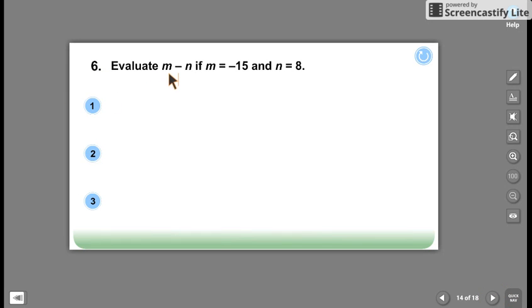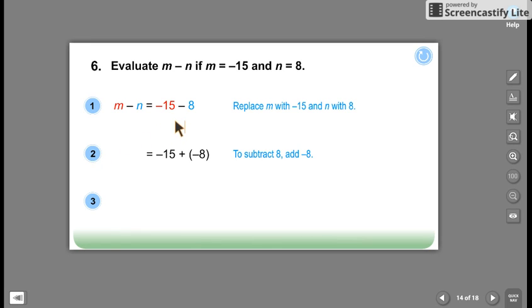Example number 6, evaluate m minus n if m equals negative 15 and n equals 8. Again, first do your substitution, and then you can start rewriting your sentence. So m minus n is negative 15 minus 8. Now let's rewrite this subtraction sentence as an addition sentence. Negative 15 stayed the same. Subtraction turned into addition. The opposite of 8 is negative 8. Now these have the same sign, so you can just add up their absolute values. So 15 plus 8 is 23. They're both negatives, so the answer is negative 23.